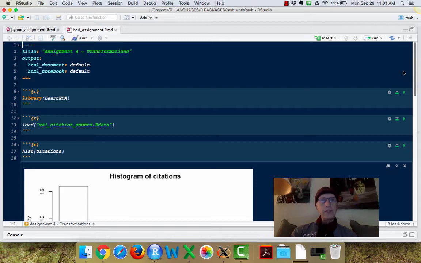Well, this particular assignment will get you a poor grade because all I see is R work. I just put in R displays, and I want to see you writing a story which explains the process that you're going through to try to make the data symmetric. So let me contrast that with a good assignment.